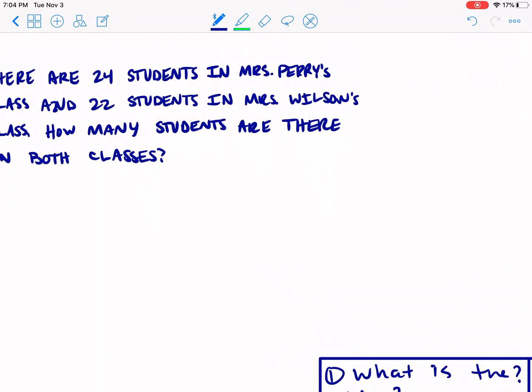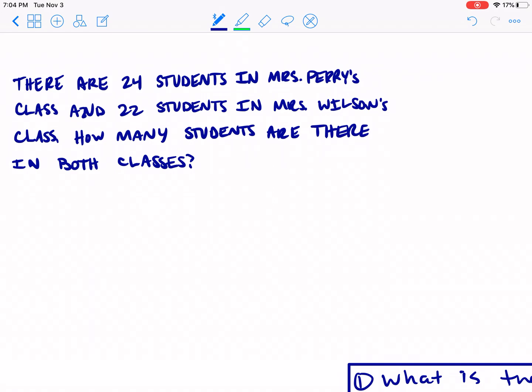So the first question says, there are 24 students in Miss Perry's class and 22 students in Miss Wilson's class. How many students are there in both classes? So first things first, we need to figure out what the question's asking. So I'm going to find the sentence that has the question mark, and I'm going to underline it or highlight it. You all can underline or just watch. This is the first step. We need to figure out what the question's asking because that's how we know whether we need to add, subtract, multiply, divide when we get to those operations.